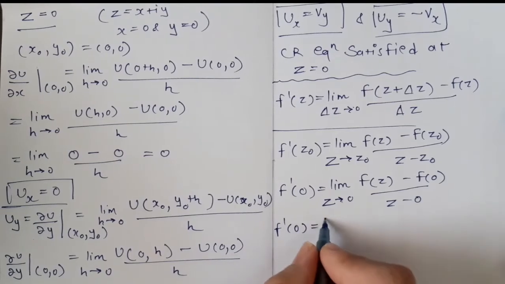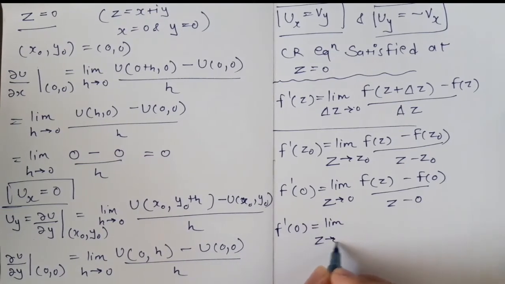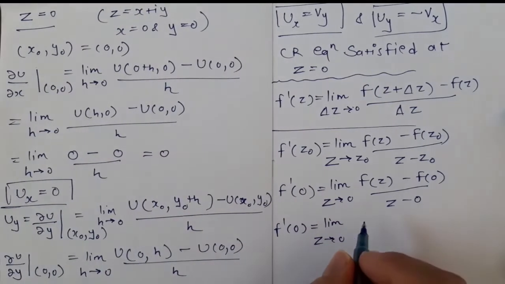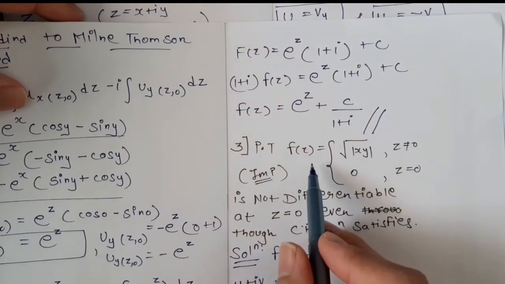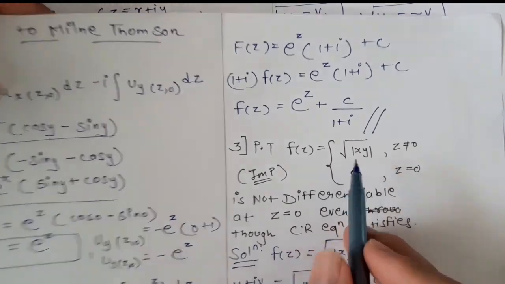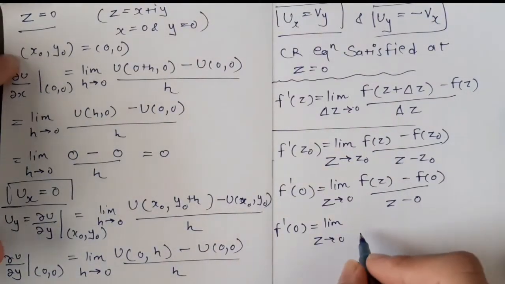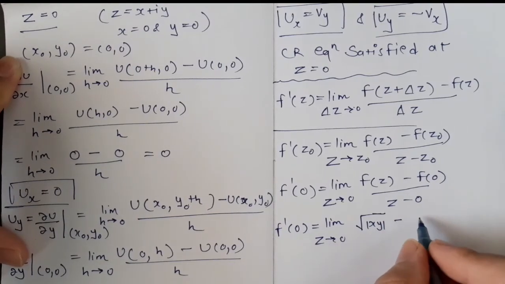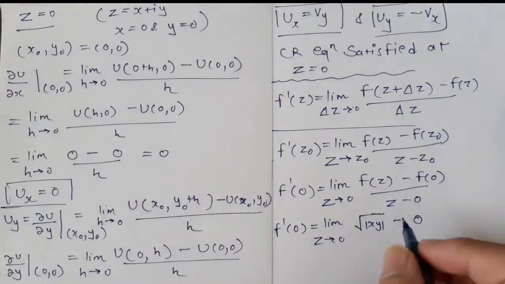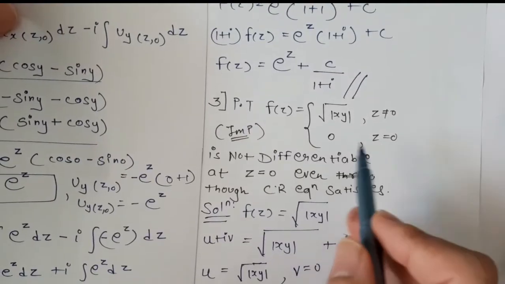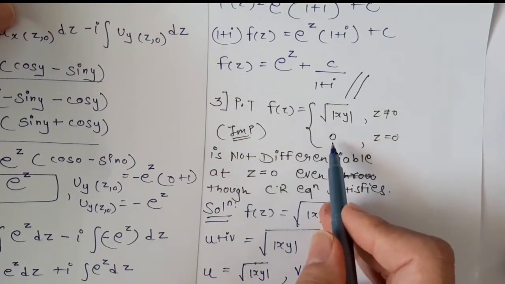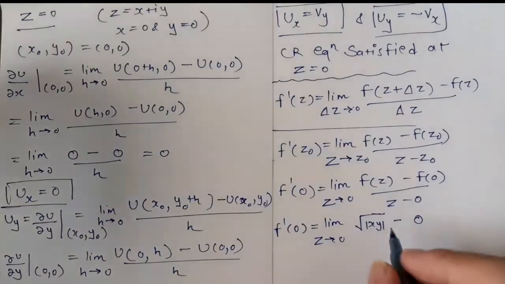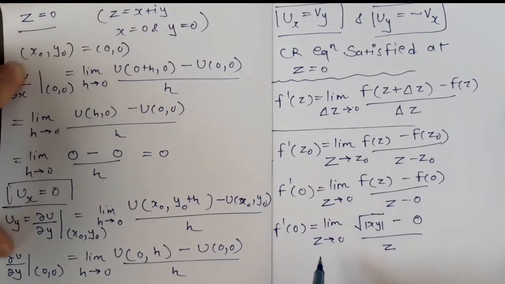So f dash of 0 is equal to limit z tends to 0. What is f of z? Here in the question we had f of z equal to under root of mod xy. So under root of mod of x into y minus f of 0, which will be 0, because in the question it is mentioned that when z is equal to 0, f of z is 0, divided by z.